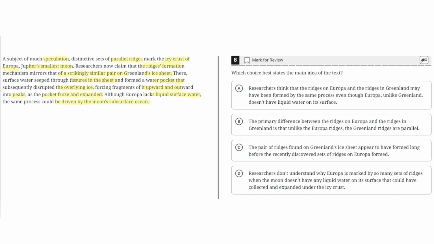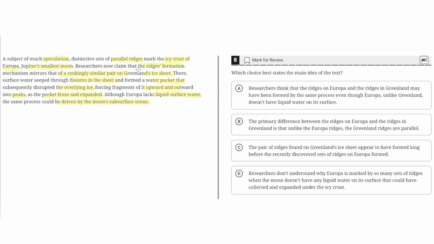So, option choice A says, researchers think that the ridges on Europa and the ridges in Greenland may have been formed by the same processes, even though Europa, unlike Greenland, doesn't have liquid water on its surface. This seems to be the correct answer because of two sentences in this text, sentence 2 and the last sentence.